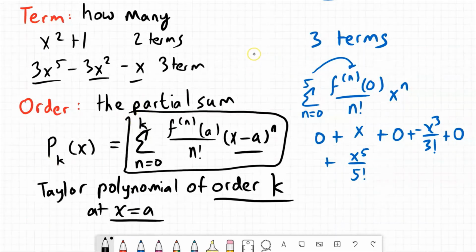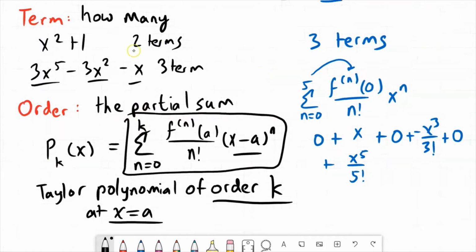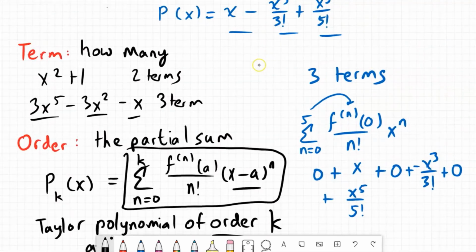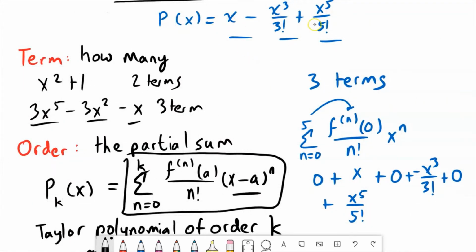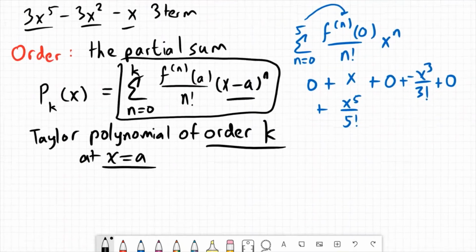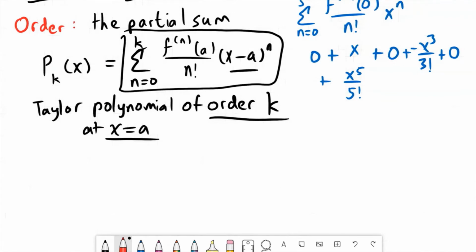So notice how order is different from term. This up here is a 3-term polynomial, but it is also a 5th order Taylor polynomial. And then the last one is degree. This one's very straightforward. I don't think people mess this one up at all.